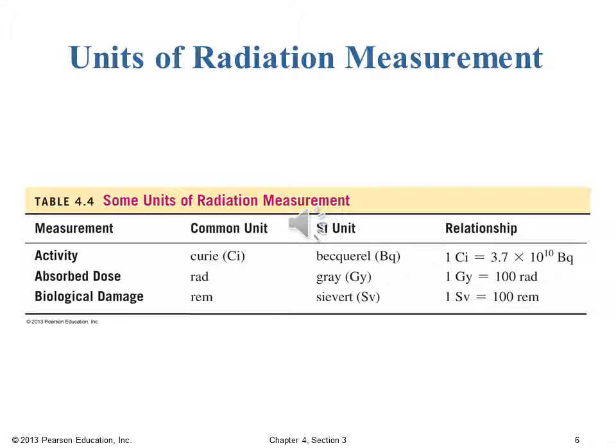And then finally, if we're looking at how much biological damage we expect to be done by a given type of radioactive decay, the common unit is the rem, the SI unit is the sievert, and the relationship, again, just like the gray and the rad, we have 1 sievert equal to 100 rem.